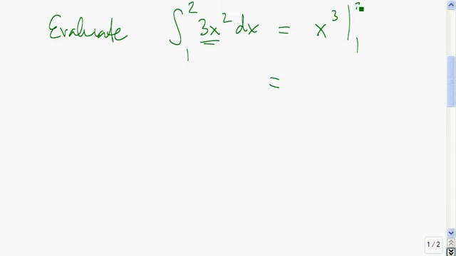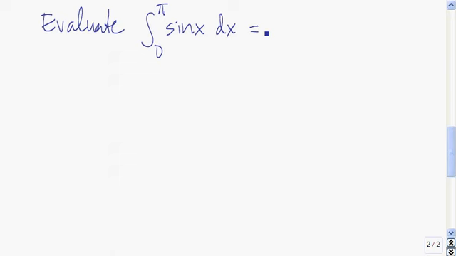So then we take the upper limit, plug it in for x, so we get 2 cubed, minus the lower limit of integration plugged in for x, 1 cubed. So it's equal to 8 minus 1, which is 7. Wow, can you imagine that? That quick to evaluate the definite integral.